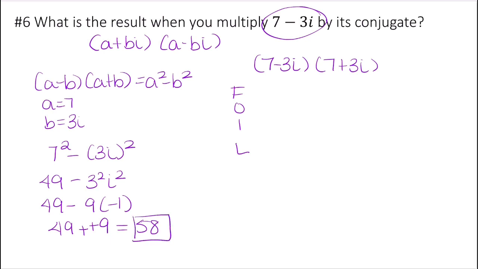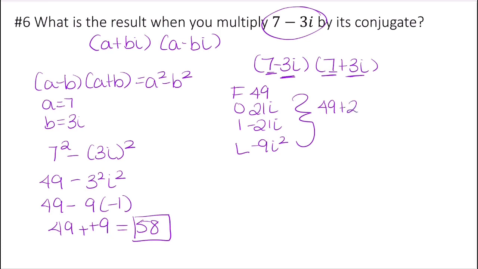If you use FOIL, you're still going to get the same answer. So we have first times first, so we have 49. Outside, we have 7 times 3i, so that's 21i. Minus 3i times 7, that's minus 21i. Minus 3i times plus 3i, and that's going to be minus 9i squared. So when I add up all my terms, I get 49 plus 21i minus 21i, and then minus 9i squared.